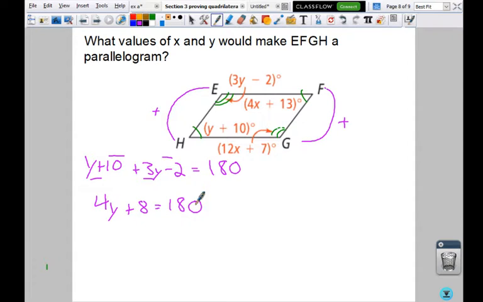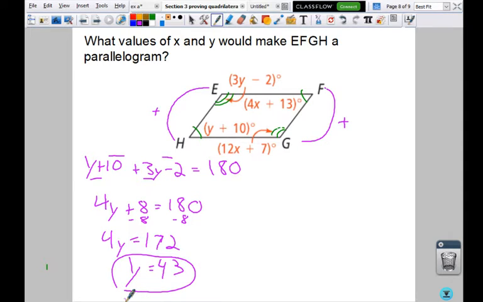What's 8 divided by 6? That's what I'm used to. We're going to minus 8 on both sides. You get 4y equals 172, which is 43, I think. Right? Yeah, 43. Make sure you really don't do these in your head if you don't know for sure what they are. Alright, so we found y.